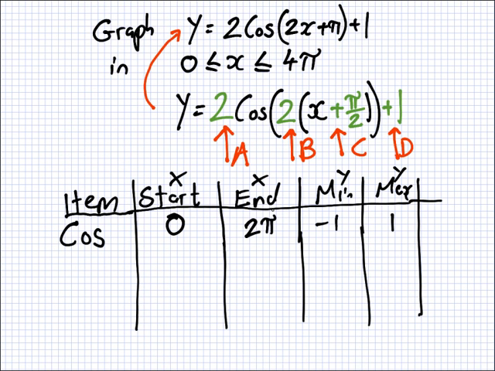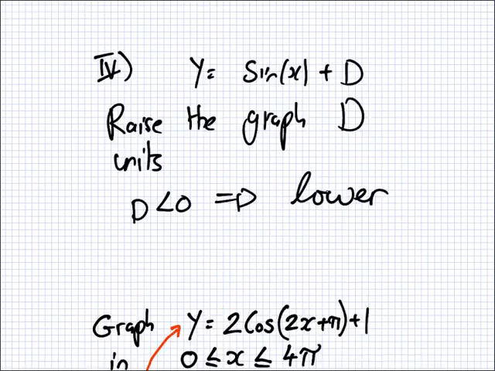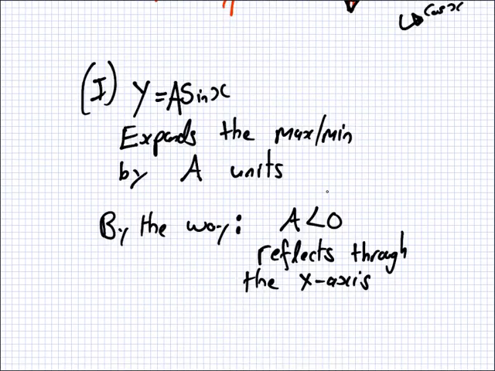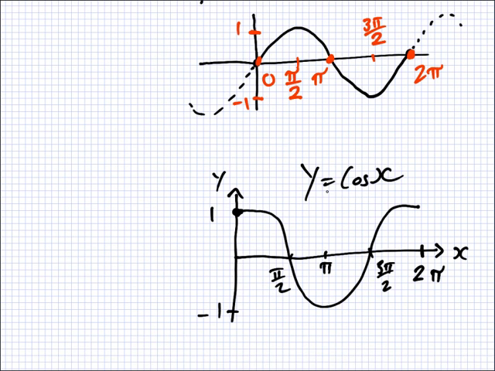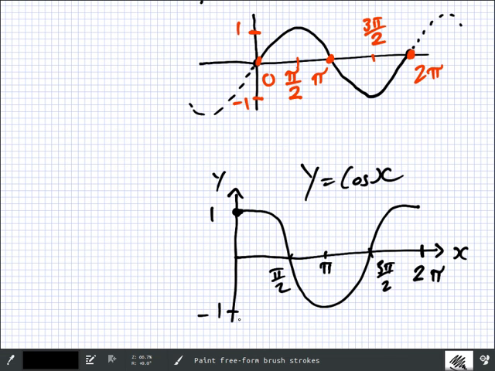Now, what we do, we start adding in the A, B, C, D. Okay? So, what is the effect of the A? Does it affect start, end, min, or max? Picture the graph. What does it affect? Min and max. Question? If you go back to the original cos graph, is it always like that? Yeah. Cos is always -1 to 1, 0 to 2 pi.